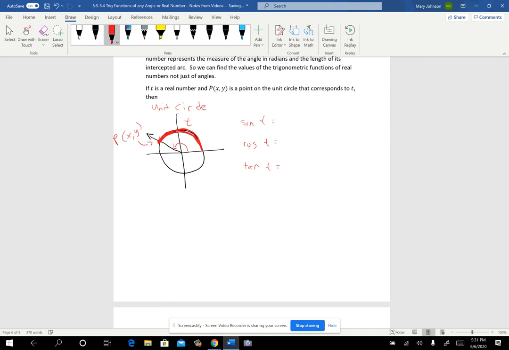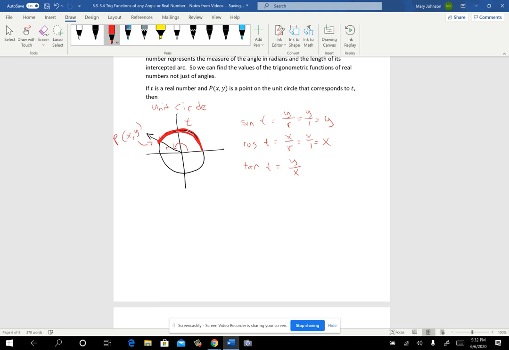Okay. Then watch what's going to happen. When we used to do sine, we did y over the radius, right? We did y over r. But on a unit circle, r is 1. And so we'd have just the sine of t being y. Same with cosine. Cosine was x over r, but on a unit circle, r would be 1. So the cosine of t would just be x. And then tangent will stay like it was before. You're going to do y over x, and that won't change.